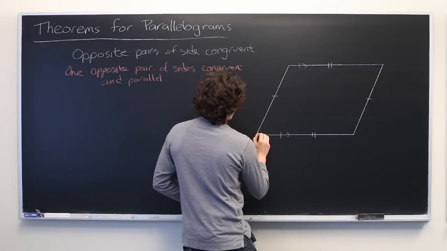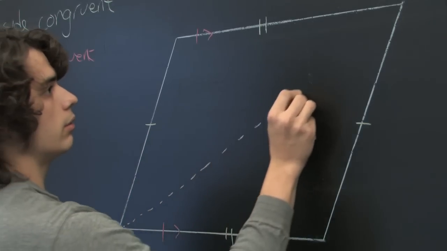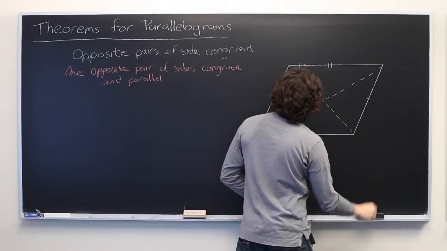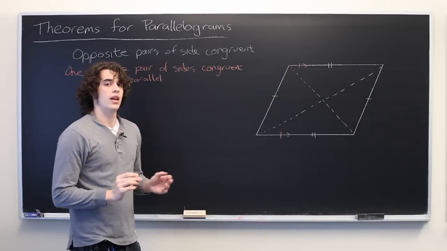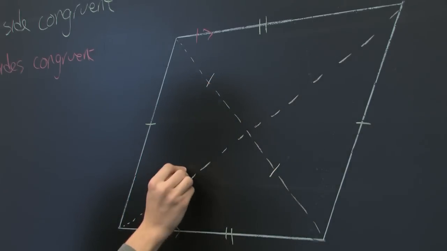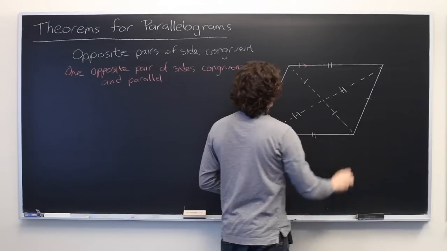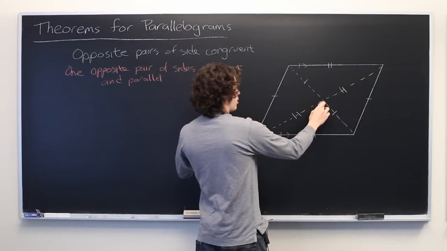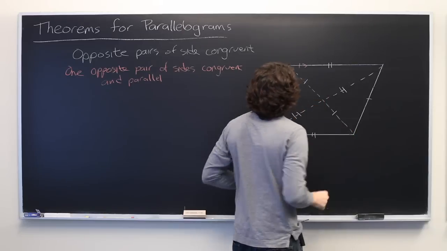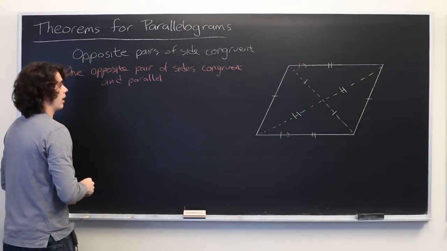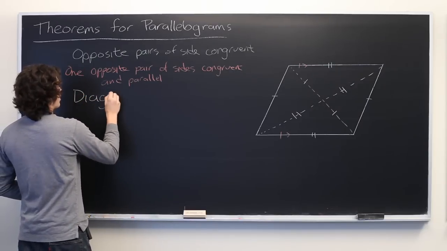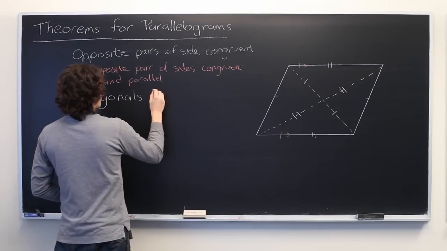So we have a diagonal from the bottom left to the upper right, and a diagonal from the top left to the bottom right. Now, if it is true that the two diagonals bisect each other, meaning this component of a diagonal is congruent to this component, and vice versa, that's also enough information to determine that a shape is a parallelogram. So we'll keep track of that. Diagonals bisect each other.